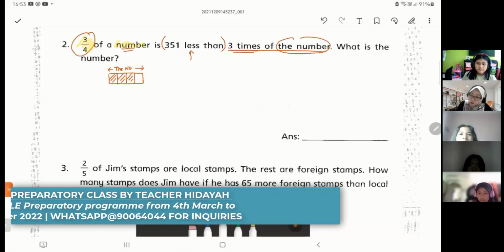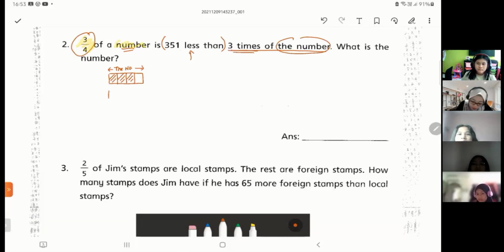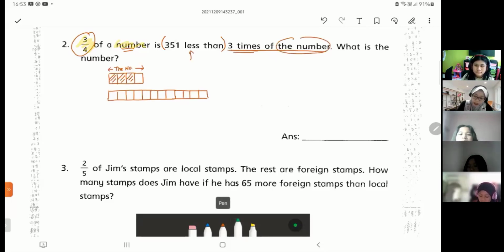Now the number is 4 parts. Now I want 3 times, which means I will draw 3 times the number. These 4 parts, I draw 3 times, like this, and like this. So this is 3 times the number. Now, if you look at that, we have 351 less than, which means there is a difference. If you take away the 3 parts that you shaded, it's over here. This is the whole thing, from here all the way here. This is the comparison or the difference.